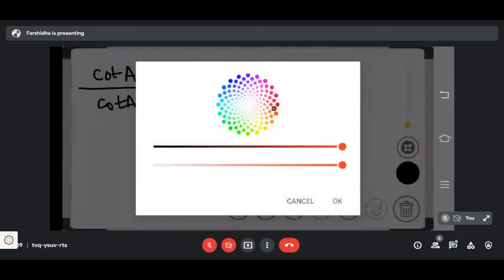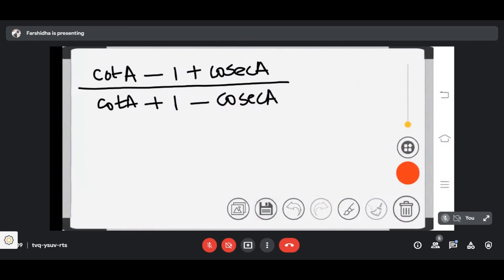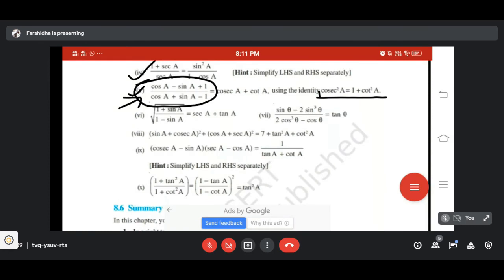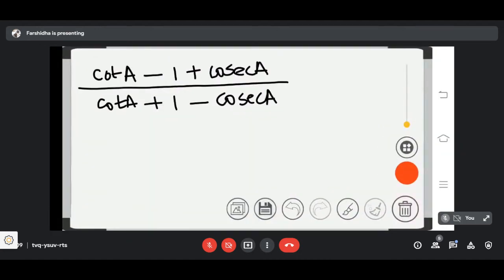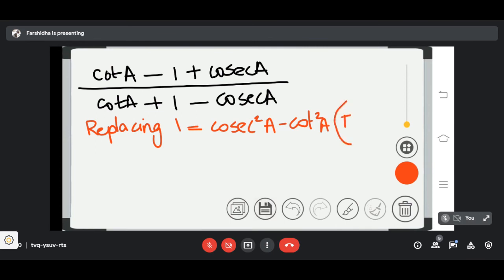Okay, now listen carefully. According to your trigonometric identity number 3, we know that cosec square A minus cot square A equal to 1. See here in this question they have given cosec square A equal to 1 plus cot square A. This we can write as cosec square A minus cot square A equal to 1 in that way also. So I am replacing 1 equal to cosec square A minus cot square A. Then write in the bracket identity number 3.